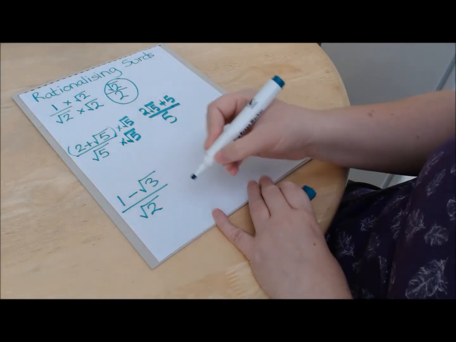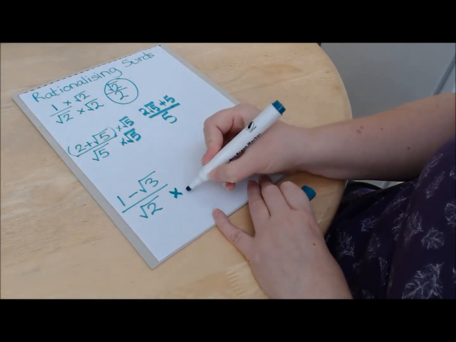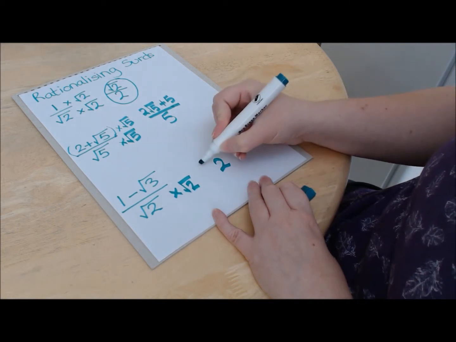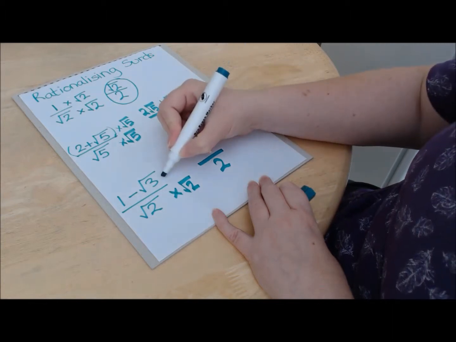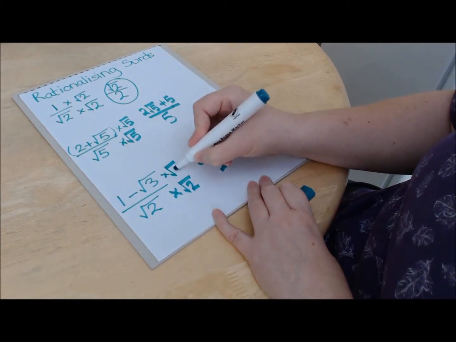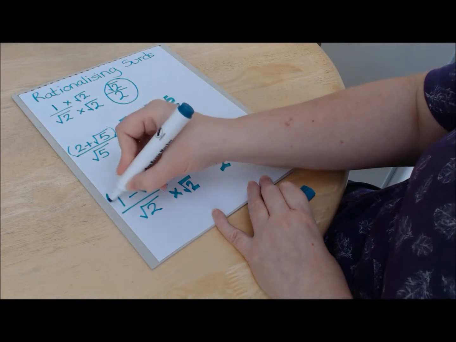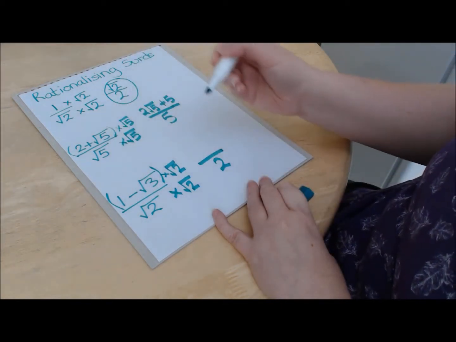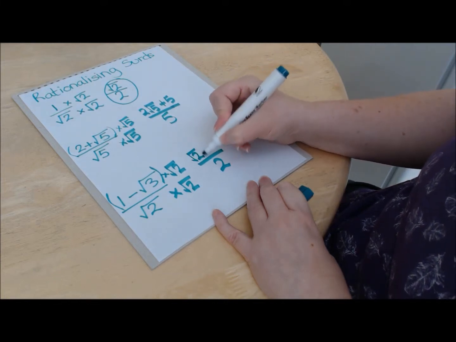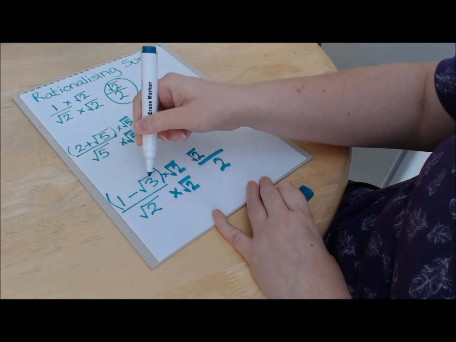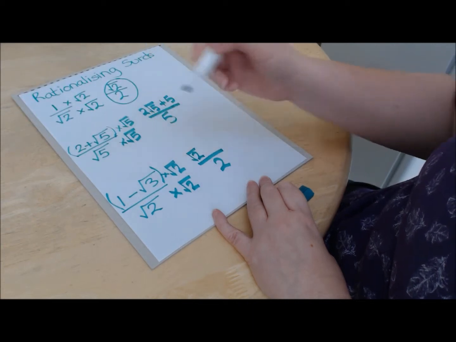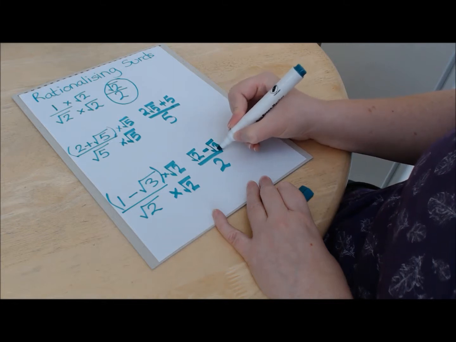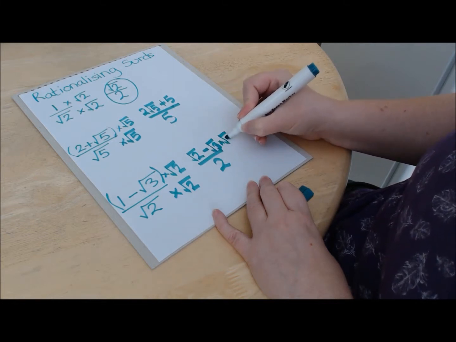So we've got root 2 here on the bottom. We know that we're going to multiply by another root 2 to get rid of that square root on the bottom. And what we do to the bottom, we must do to the top. So again, just think of that as one thing in a bracket. So we've got 1 times root 2, and then we've got minus root 3 times root 2. I'm going to write that as it is for the minute.